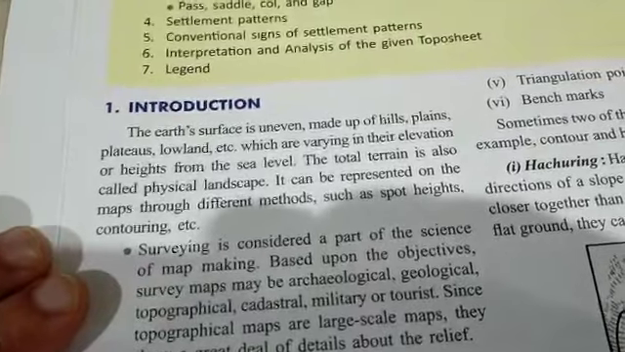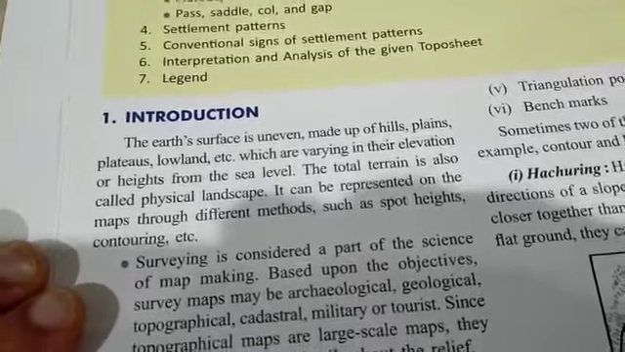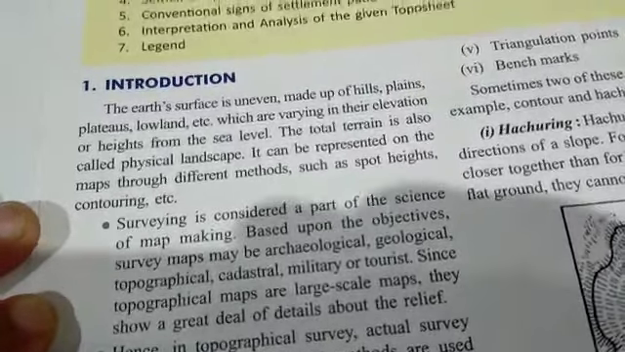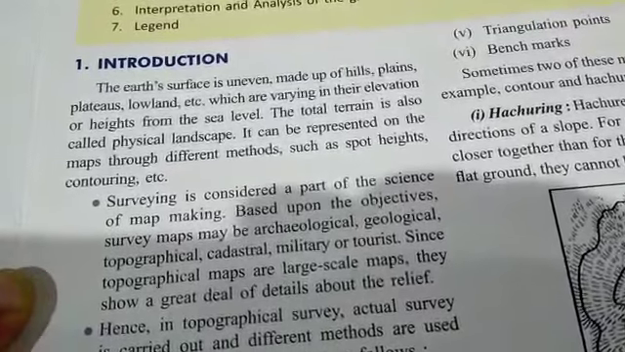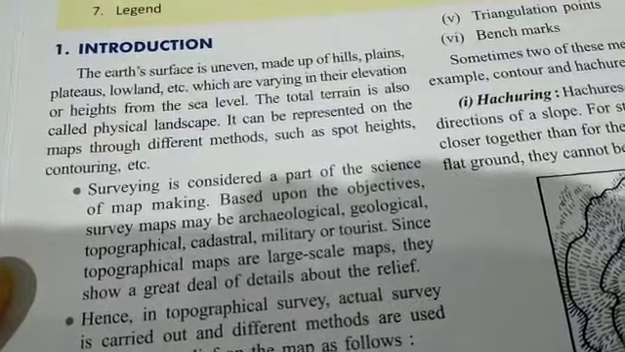This particular chapter is basically based upon the survey sheets. Surveying is considered to be an important part of the science of map making based upon various objectives, and the survey maps may be archaeological, geological, topographical, cadastral, military or tourist.